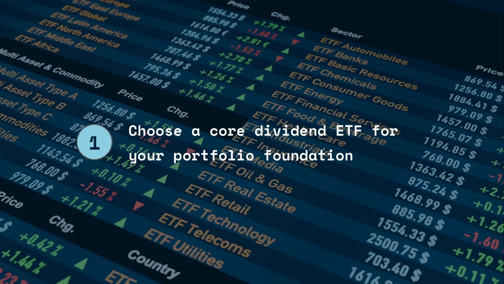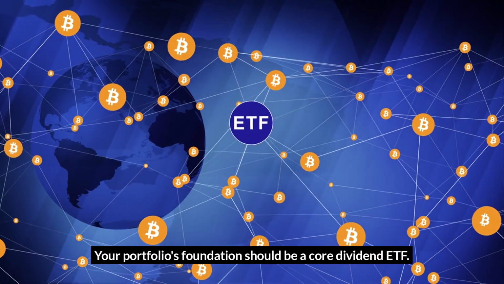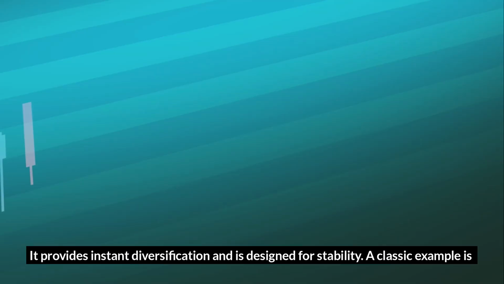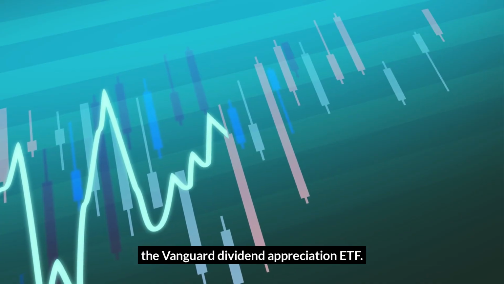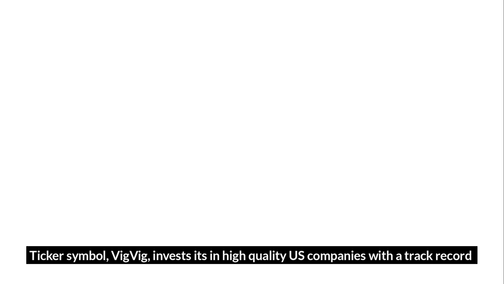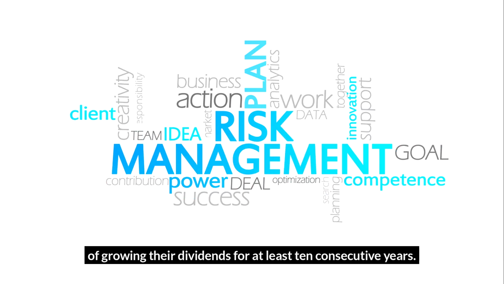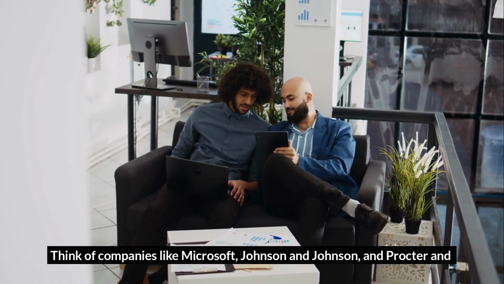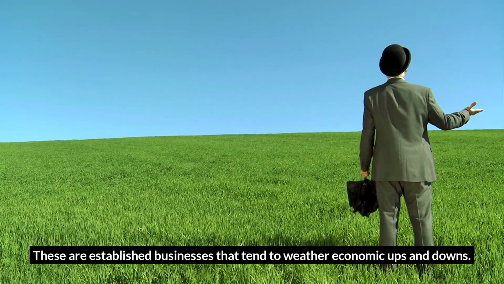Step 1. Choose a core dividend ETF. Your portfolio's foundation should be a core dividend ETF. This is a fund that holds a broad basket of companies known for paying reliable dividends. It provides instant diversification and is designed for stability. A classic example is the Vanguard Dividend Appreciation ETF, ticker symbol VIG. VIG invests in high-quality U.S. companies with a track record of growing their dividends for at least 10 consecutive years. Think of companies like Microsoft, Johnson & Johnson, and Procter & Gamble. These are established businesses that tend to weather economic ups and downs.